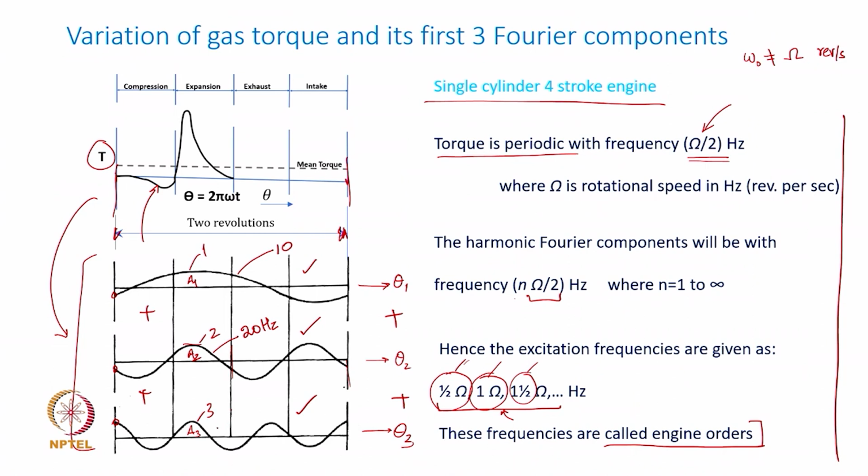This third component of the excitation time function will have a frequency of 30 hertz. So, here you notice that the fundamental frequency is rho by 2, which is now 20 over 2, which is 10, and all the frequencies are simply multiples of this fundamental frequency omega naught, as 1 times 10, 2 times 10, 3 times 10 and so on. Okay.